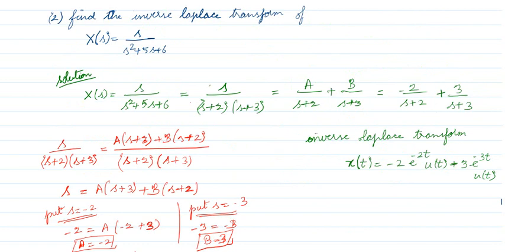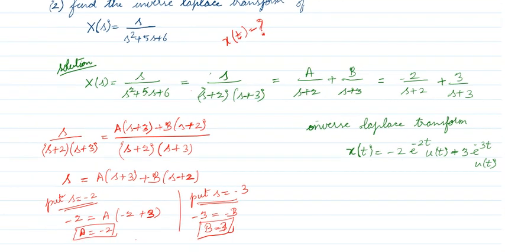Next, we will find the inverse Laplace transform of the given function. The question is in the S domain. Our objective is to find x of t. What is x of t? Here again, s square plus 5s plus 6 can be split into s plus 2 into s plus 3. The roots are simple, so it becomes a partial fraction: a by s plus 2 plus b by s plus 3. Now find out a and b.